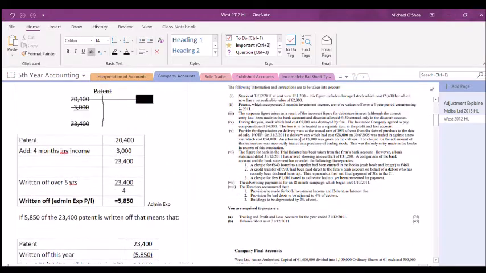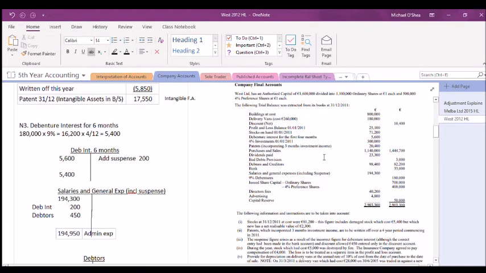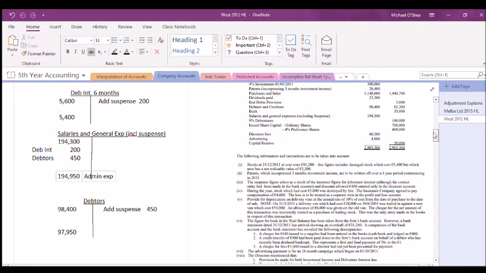Note number 3 is my suspense, incorrect figure for debenture interest. The incorrect figure that's shown here is for 4 months, so I need to find what the real figure for 4 months should be. 9% of 180,000, get 4 months of it, it's 5,400. So that should be the figure. What was shown, 5,600. So how do we take it from 5,600 to 5,400? We have 200 on the credit side to bring that down. The suspense account is salaries, general expenses, so that's the figure we're given, 194,000. I'm going to bring the 200 over.